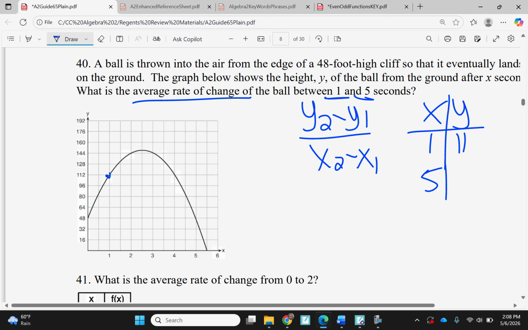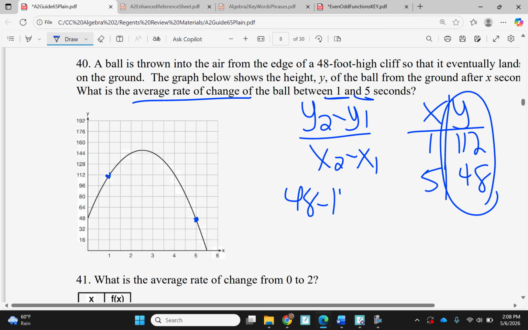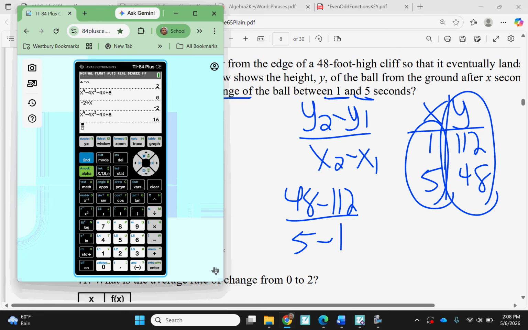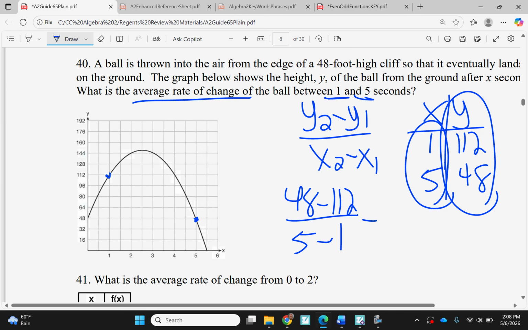1 is 112, 5 is 48. So y2 minus y1, I do bottom minus top: 48 minus 112, over x2 minus x1, bottom minus top, 5 minus 1. I let the calculator do the work for me, and I get negative 16. Just be careful if you're subtracting a negative, I would just write minus negative. Other than that, it's pretty straightforward.